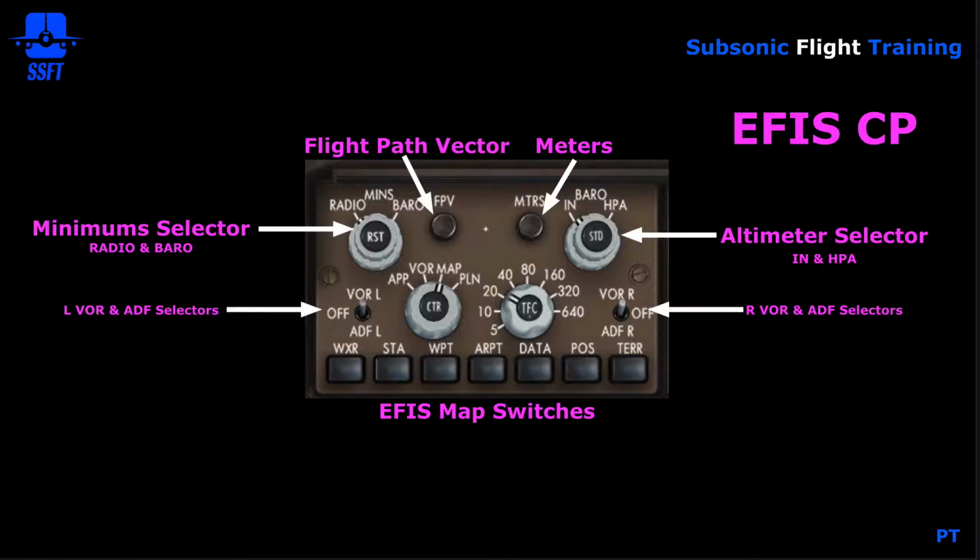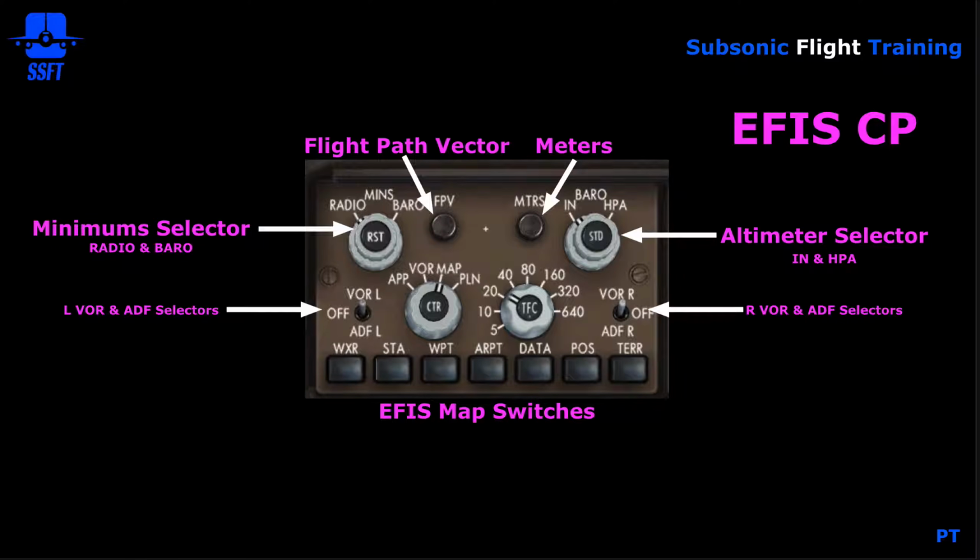From the left you have a minimum selector that allows us to set either radio altitude for minimums or barometric altitude for minimums. Typically on a Cat 1 approach or a non-precision approach we would set baro minimums. On a Category 2 approach or Category 3 approach we would set radio minimums. There is an outer and inner selector that allows for the setting of either radio or baro, and also to set the actual minimums themselves.